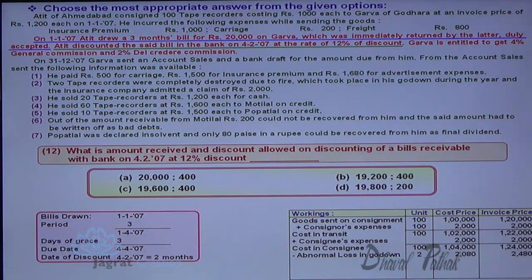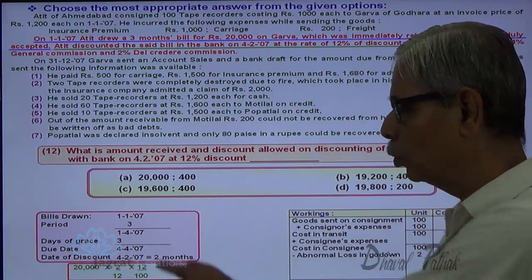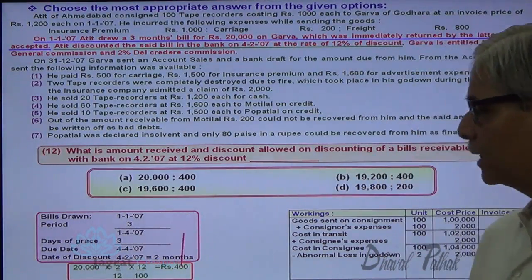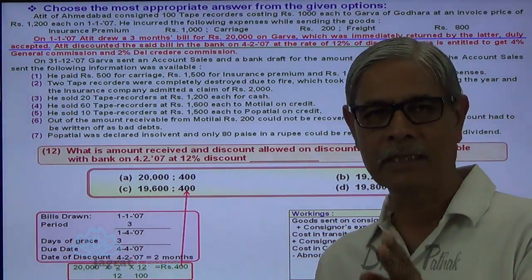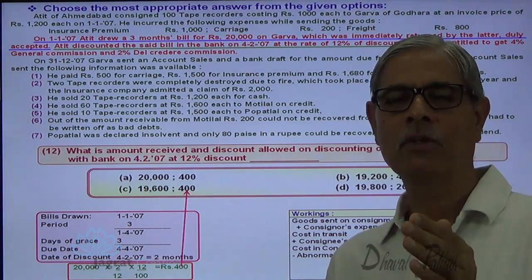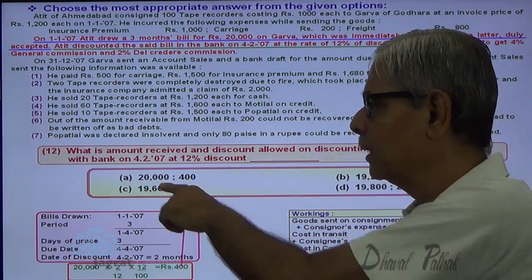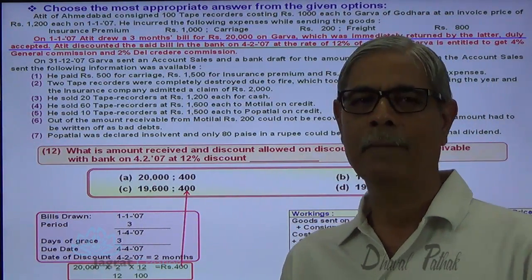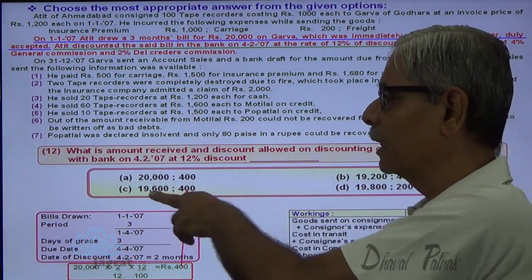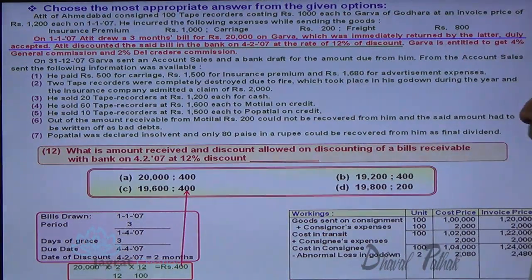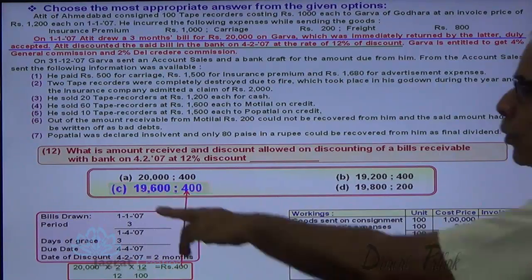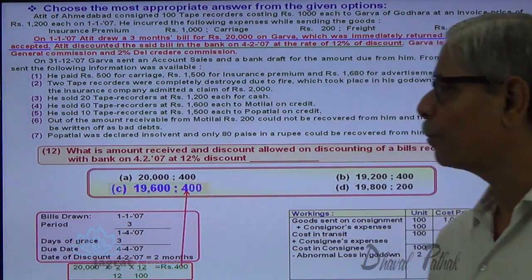On what amount? 20,000. So 20,000 into 2 months, 2 by 12, at 12%, 400 is the discount. 20,000 is the bill receivable amount. Bill receivable 20,000 minus 400, 19,600 is the amount received. So answer to this multiple choice question, cash received is 19,600 and discount is 400. This is how option C is the correct answer.